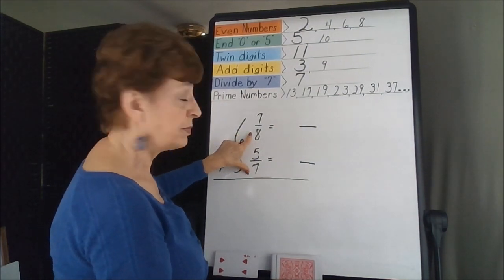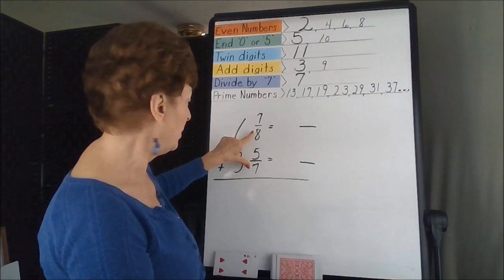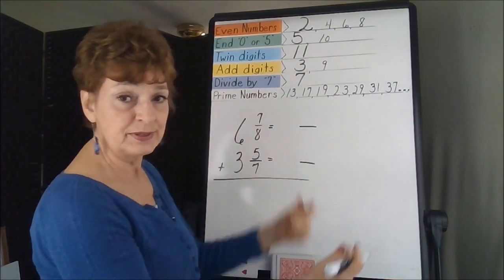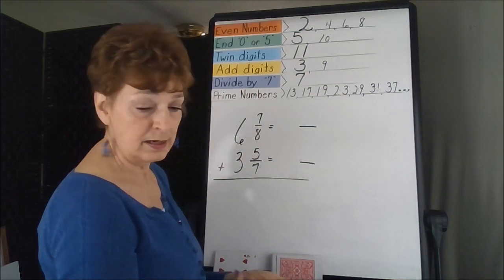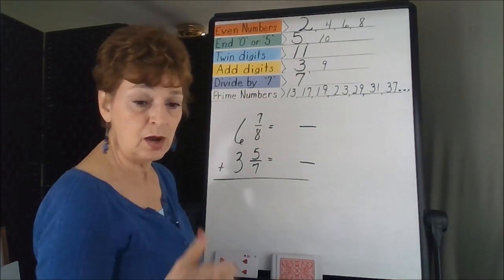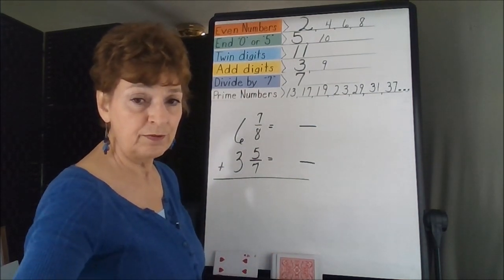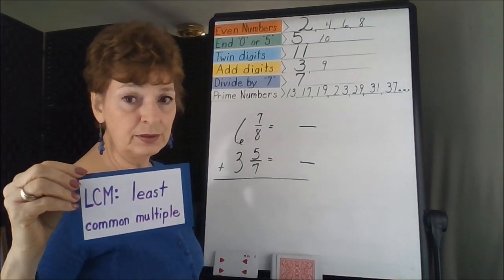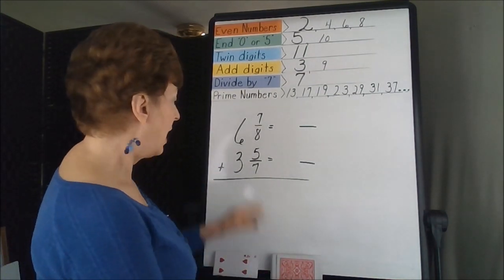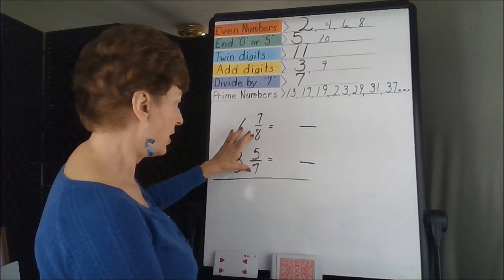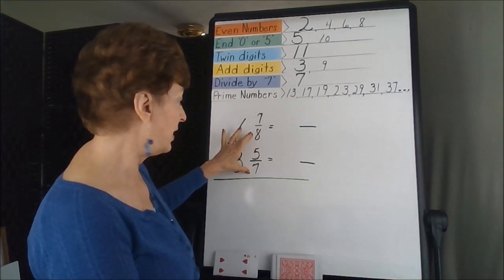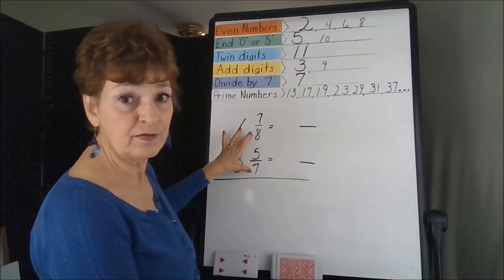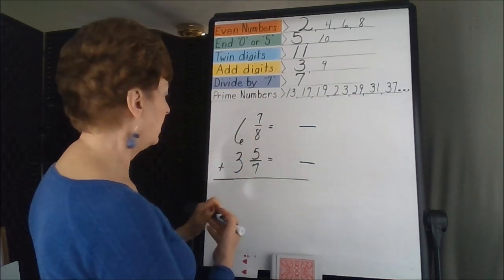If you know your multiplication tables, your head may already jump to 56. There might be a combination that's lower. Remember, you're looking for the least common multiple. But when the denominators are this close to each other in counting, most of the time you're going to have to multiply them together to find a common denominator.